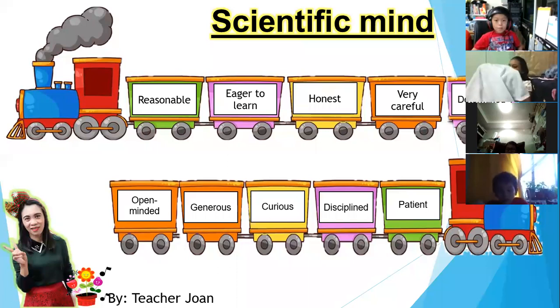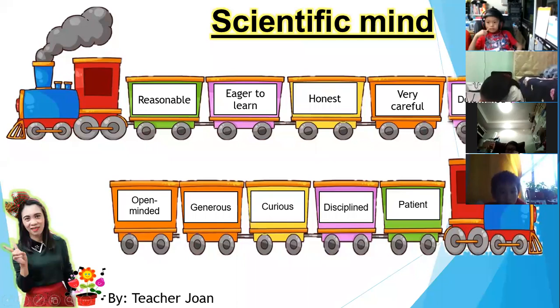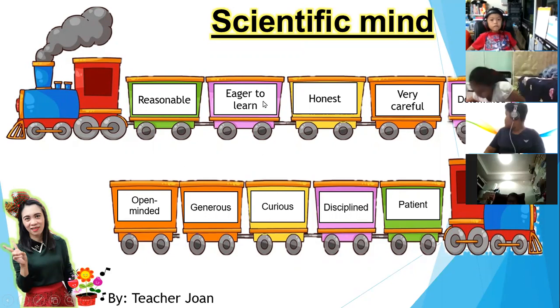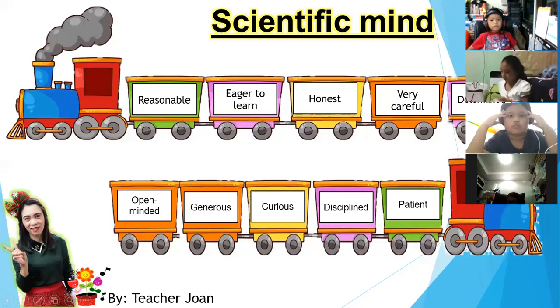Rapa, can you read every word in the train? Reasonable. Honest. Very careful. Open-minded. Generous. Curious. Disciplined. Patient. These are the following traits of scientists. Every scientist must be honest, and they are very careful when they do the experiment. They are very open-minded and very curious about everything around them. So we have the scientific mind.